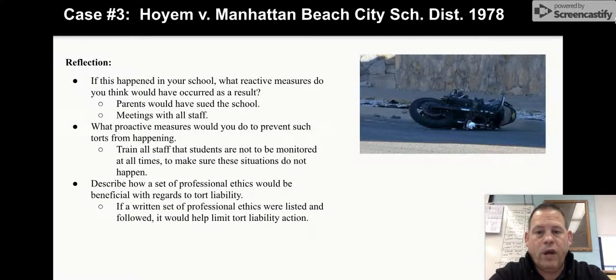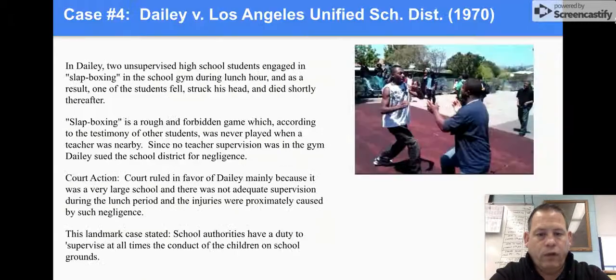If this happened in my school, the parents definitely probably would have filed suit. There would have been a lot of meetings with staff and faculty about how we're going to supervise. Proactively, you're going to train students and staff to monitor the students at all times, so this would not happen. And then we would write the professional set of ethics so that we would follow them.